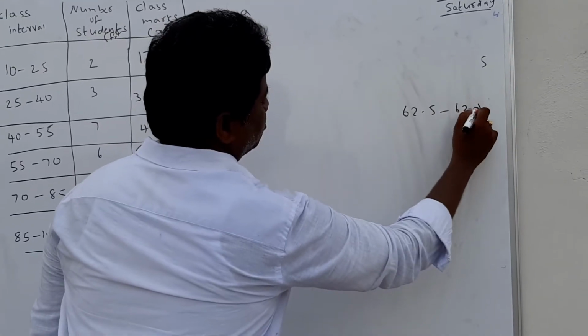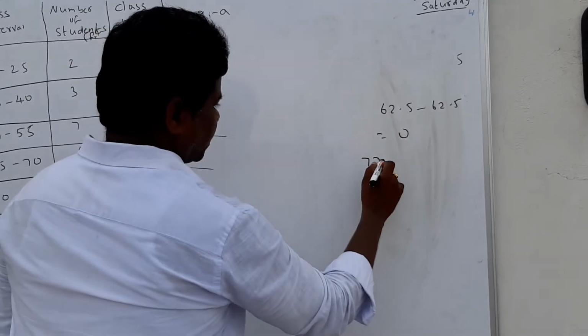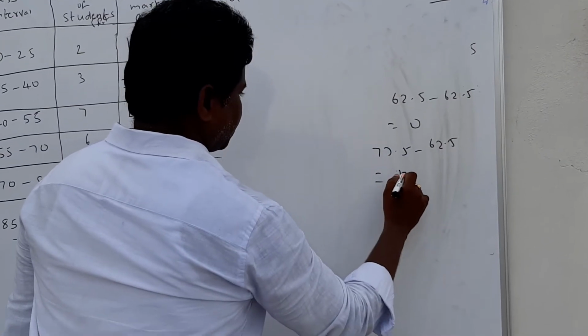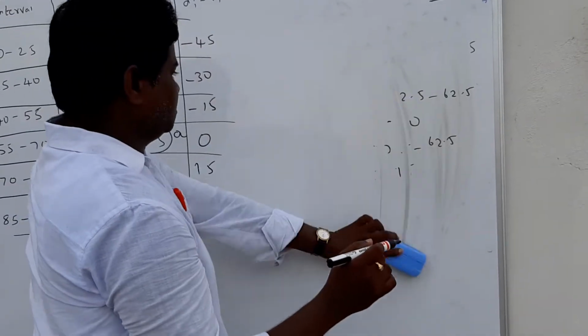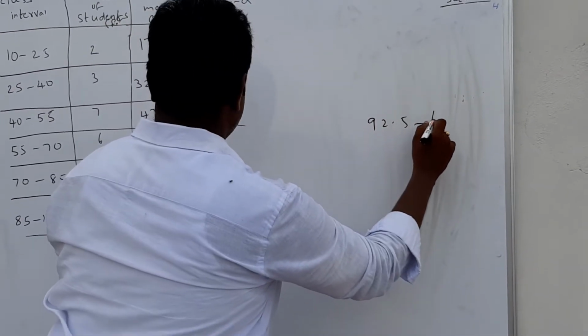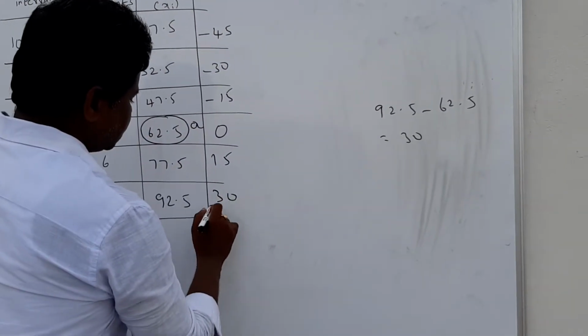Like this, if you do the subtraction for this also, 62.5 minus 62.5 will be 0. For this 77.5 minus 62.5, you will get 15. Again 92.5 minus 62.5, if you do the subtraction, you will get 30.